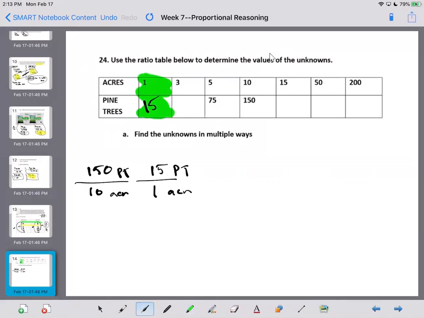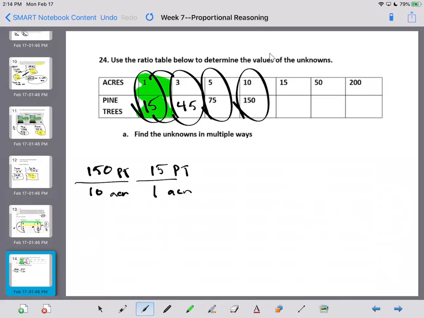So knowing that, we could multiply. 1 times what gives me 3? Well, that would be 3, so 15 times 3 would give me 45. And again, 45 divided by 3, just write that neater, that would be 45. So if you looked at that ratio, 45 divided by 3, that's the same as 15 to 1, which is the same as 75 to 5, 150 to 10.